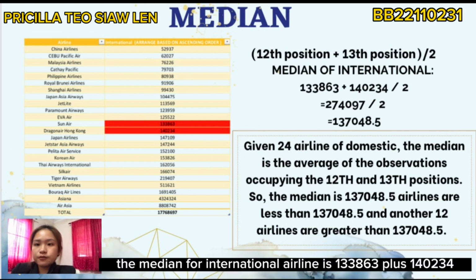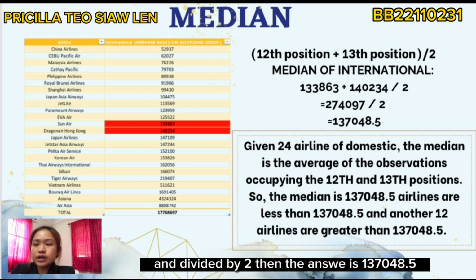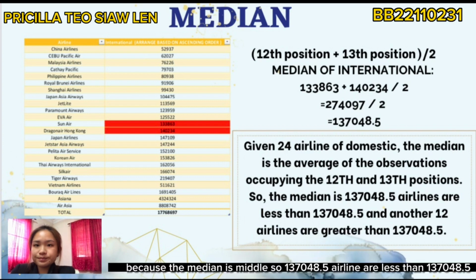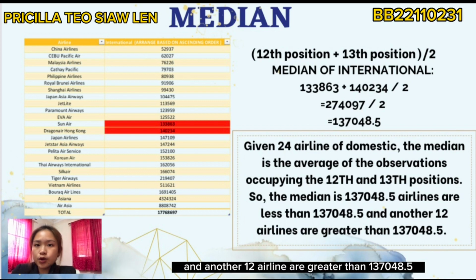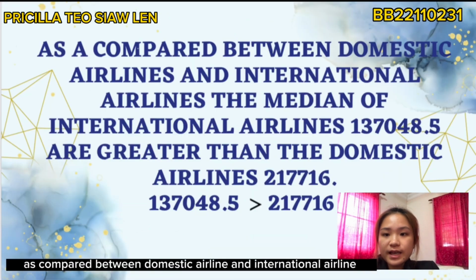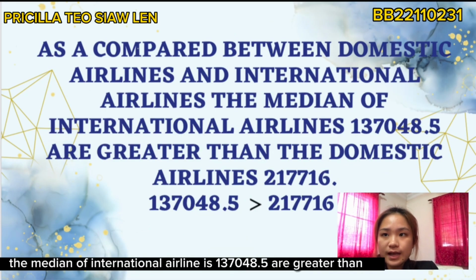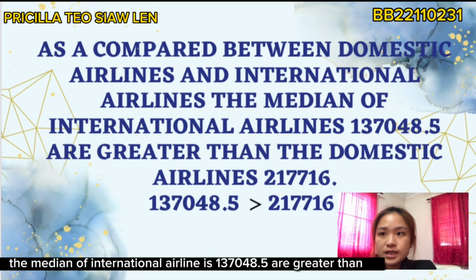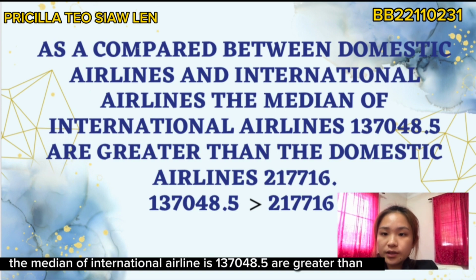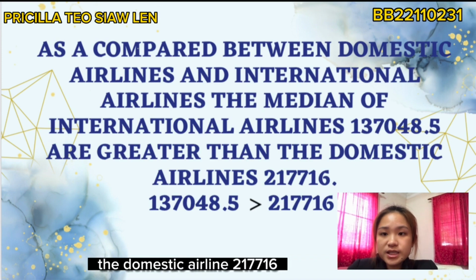After we calculate the median for the domestic airline, now we calculate the median for the international airline. The median for international airline is 133,863 plus 140,234 divided by 2, then the answer is 137048.5. Because the median is the middle, 12 airlines are less than 137048.5 and another 12 airlines are greater than 137048.5. Comparing domestic and international airlines, the median of international airlines, 137048.5, is less than that of domestic airlines, 217716.